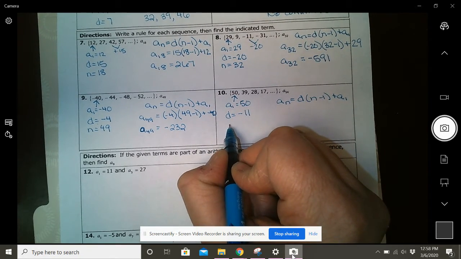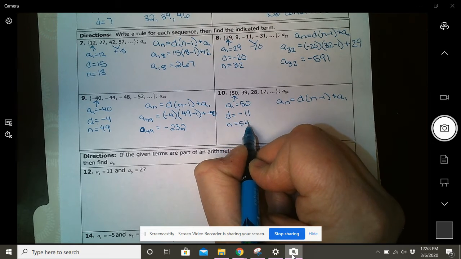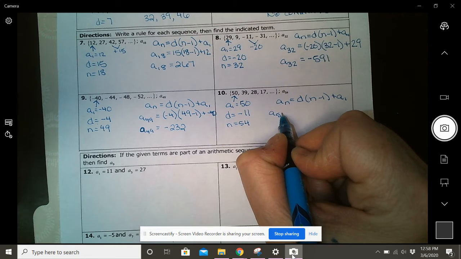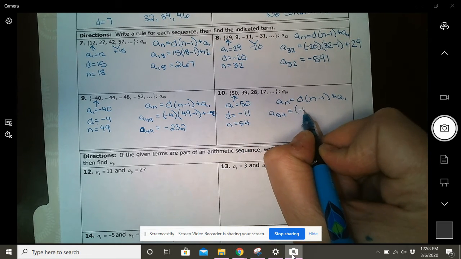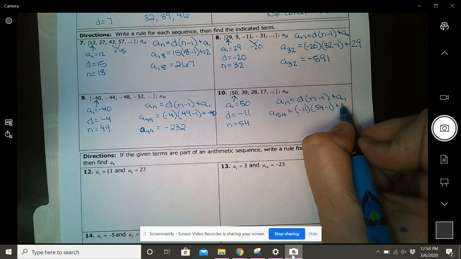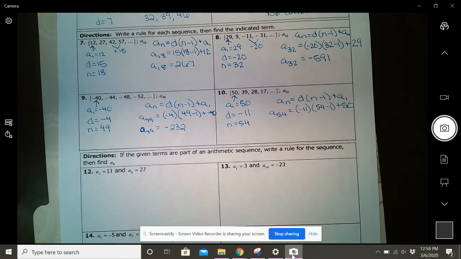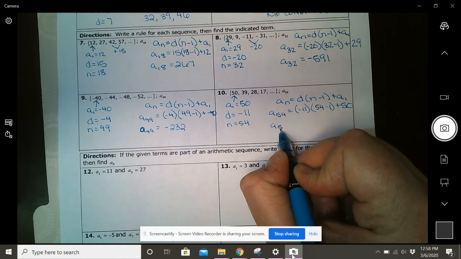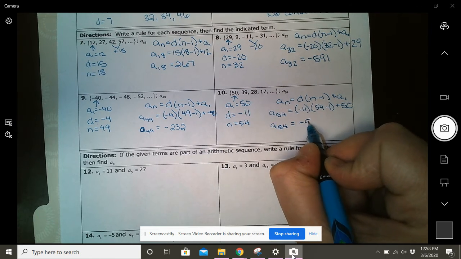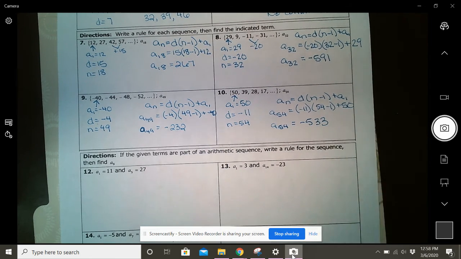And the directions are asking me to find the 54th term. So I'll go over here to my formula and plug everything in. I've got negative 11 times 54 minus 1 plus 50 plugged in. Do a little number crunching here, and you're going to get a 54th term of negative 533.